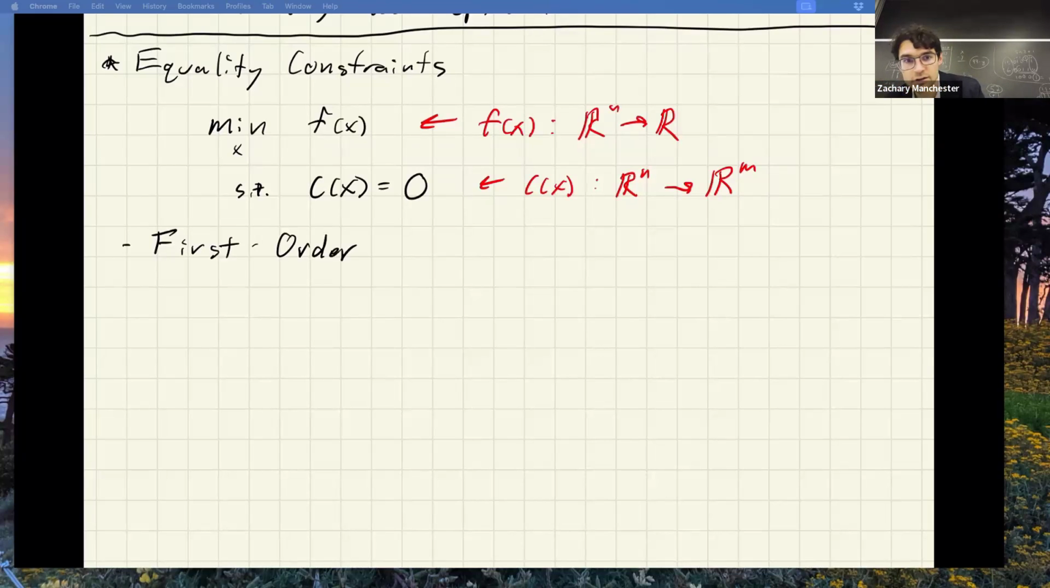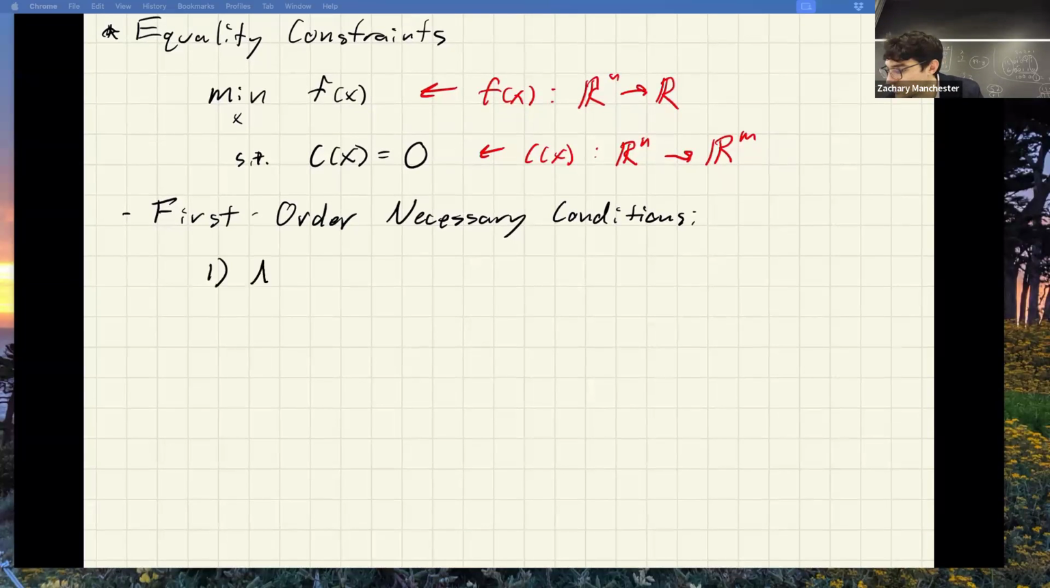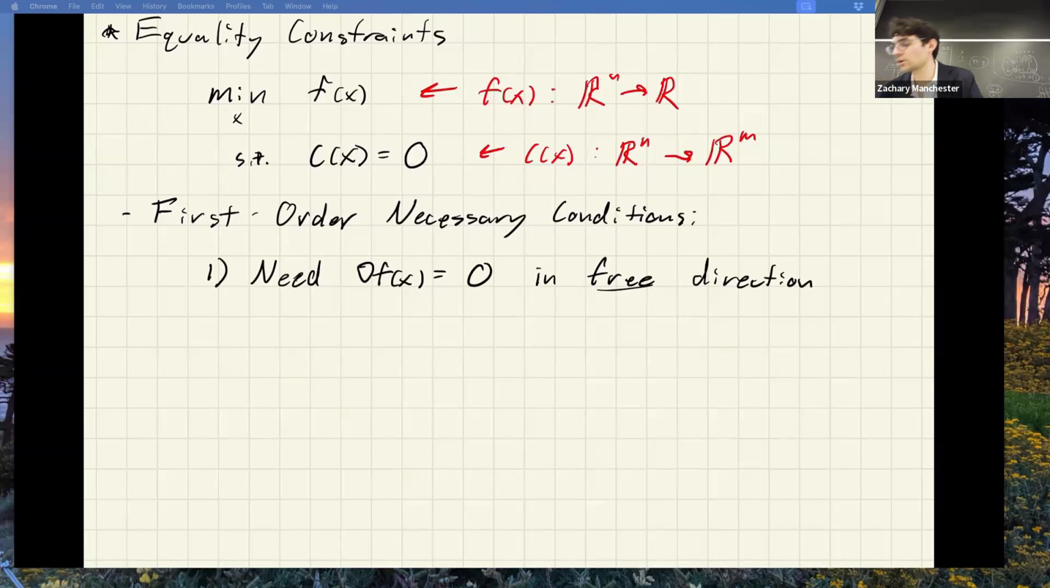So, first order necessary conditions. The first one is how you generalize that gradient equals 0 thing. We need the gradient of f to be 0, but now only in the free directions. We want the gradient to be 0, but we can't do anything about it in the constrained directions. I can't move in those directions. So I'm only going to require the gradient to be 0 in the directions I can actually move in. In general, grad f will be non-zero, but it's only allowed to be non-zero in the directions I can't move because of the constraint. Make sense? So that's the first one.